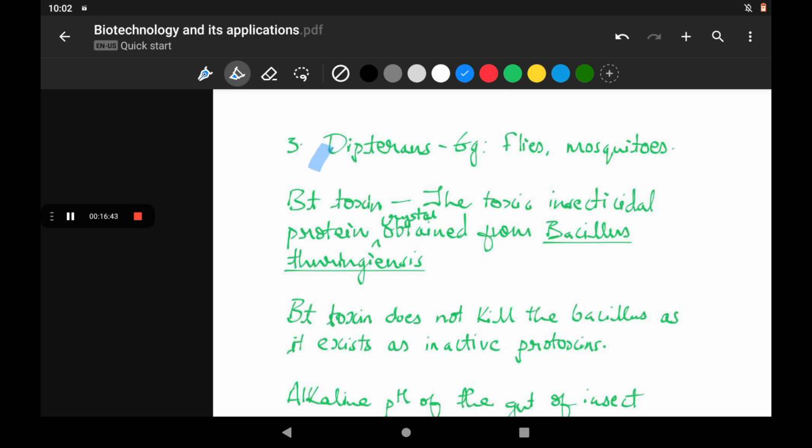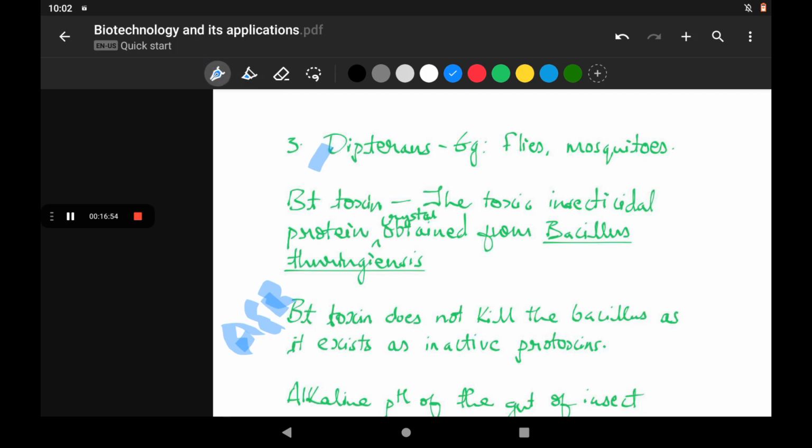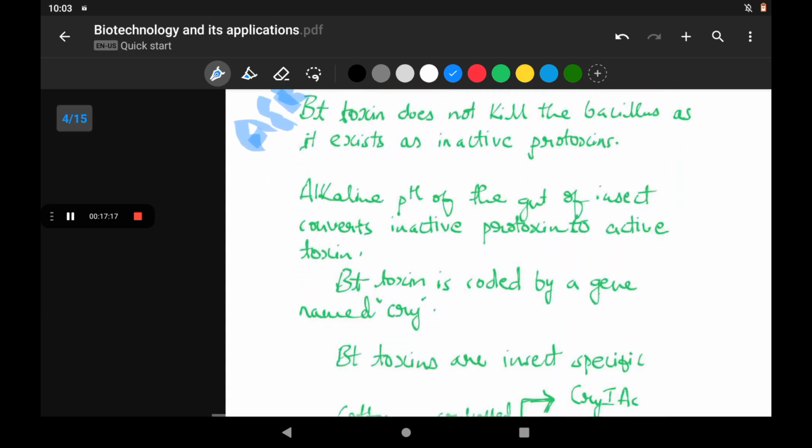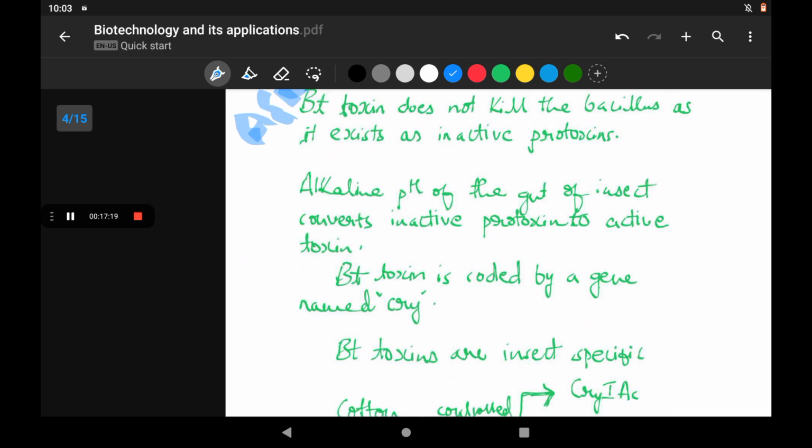They can frame this as an assertion and reason question. When you are reading the paragraph, you should also be able to analyze what type of question they could ask. So this can be framed as assertion and reason. Bt toxin does not kill the Bacillus thuringiensis, which is secreting it. That is the assertion. Reason: it exists as an inactive protoxin within the bacillus. So both A and R are correct, and R is the correct explanation for A. This type of question you can expect. Whenever there is a 'because' option, that can be framed as an assertion and reason question.